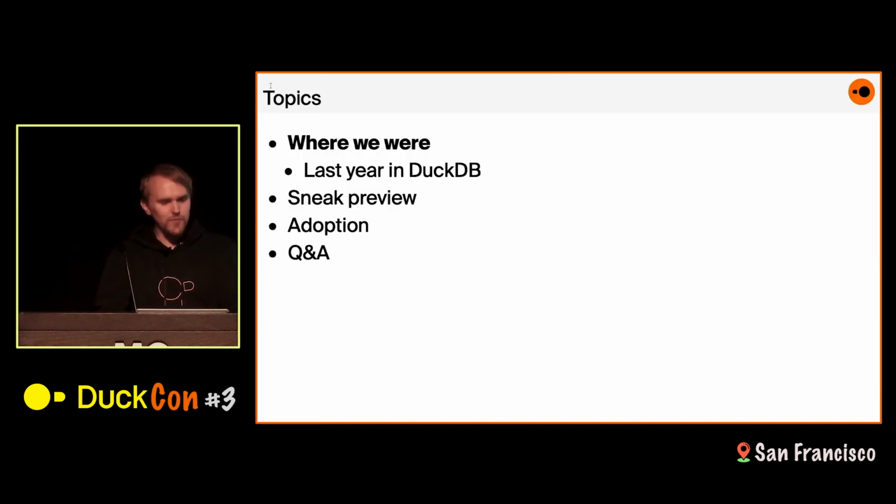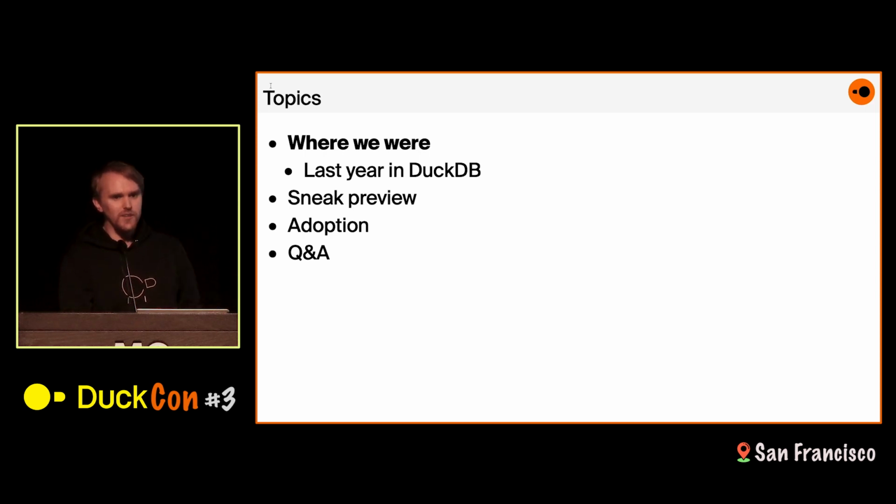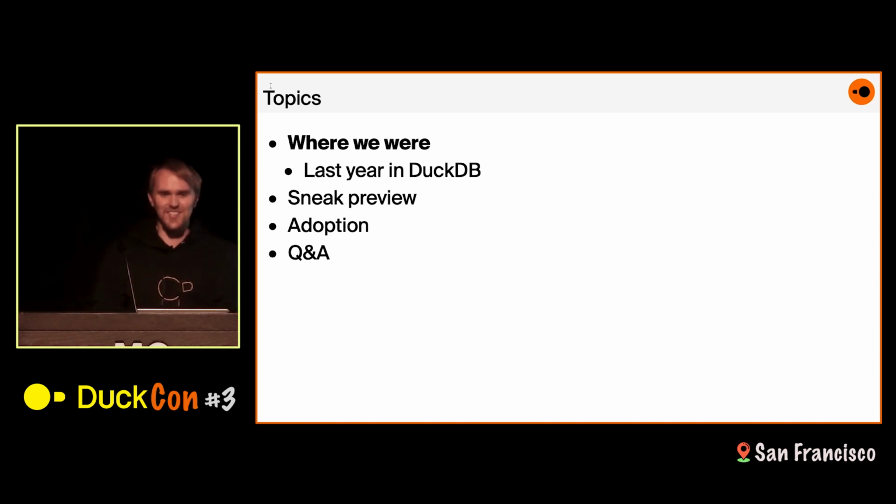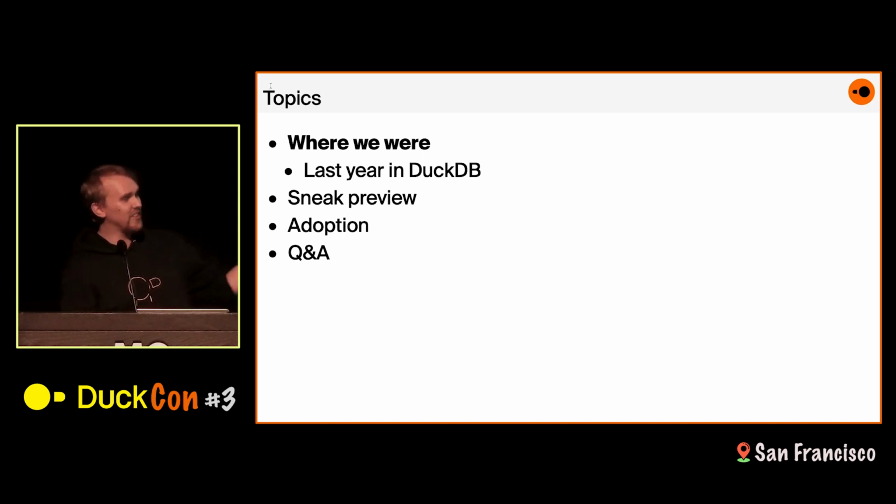I'm going to give an overview of what we have done in the past 4 months, since the last DuckCon. So it's not as exhaustive as the previous one, where we could talk about a whole year. As I said, these things are occurring more and more frequently, so it's actually the last 4 months in DuckDB. I'm going to give a sneak preview of what we're working on and planning for the next version, version 0.9. I'm also going to talk about adoption, and do a bit of a Q&A. Any questions that you have, I'd be very happy to answer and talk about.